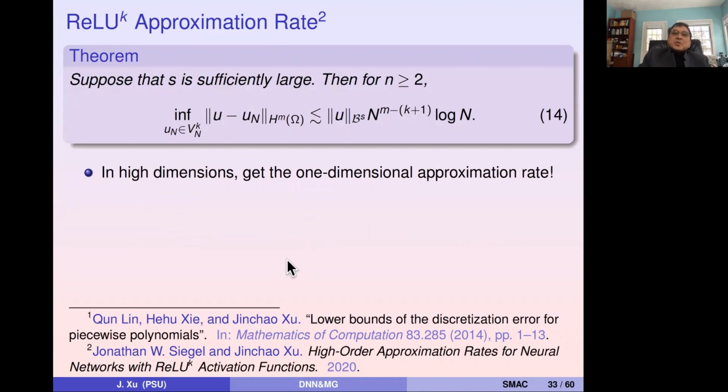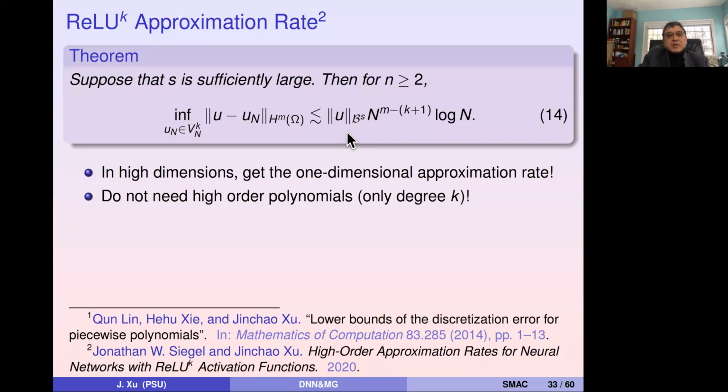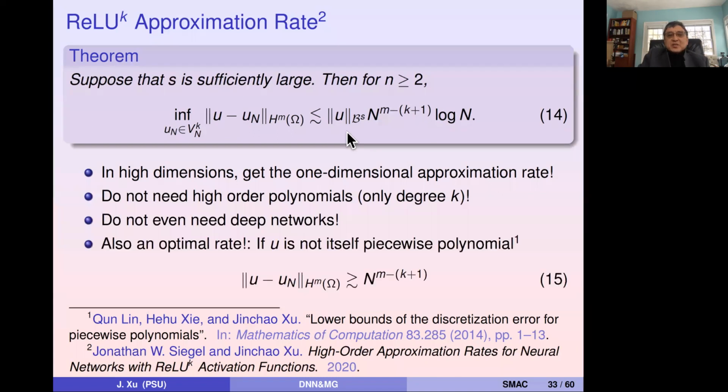Just in the recent weeks, with Jonathan, my postdoc, you can actually prove that, let's take m equal to 0, just for the L2 norm, then it's n to the negative (k plus 1) for L2 now. In the past literature, you have this negative half, or maybe you gain a little bit. But here, as long as the u is sufficiently smooth, which is related to something called a Barron space that I don't have time to explain, you really get this very high order of convergence. And the interesting thing is that it is also optimal.